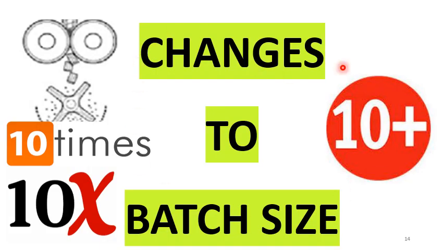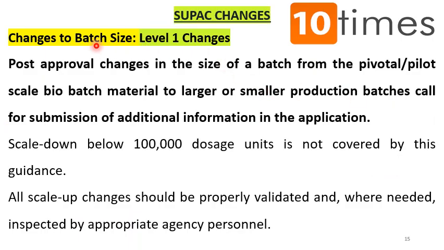Then coming to the changes to the batch size. Now here 10 times, 10x, 10 plus, I have shown to understand what is the impact of this 10 times. So let's see the changes to the batch size, level 1 changes. Post approval changes in the size of the batch from pivotal or pilot scale biobatch material to larger or smaller production batches call for the submission of additional information in the application.